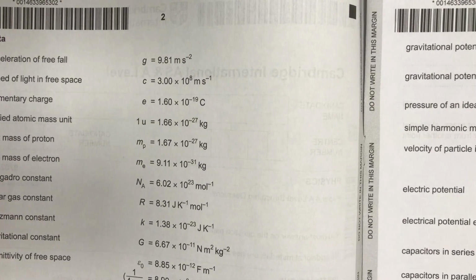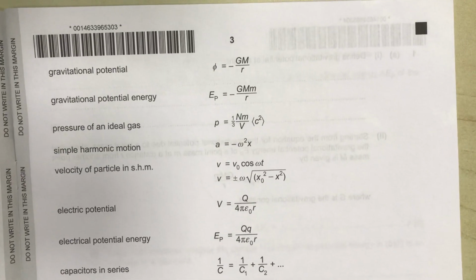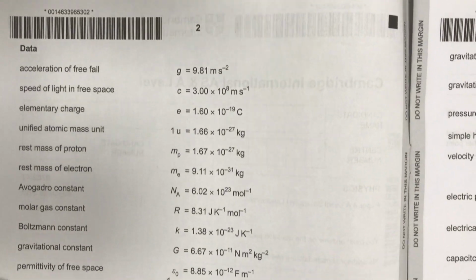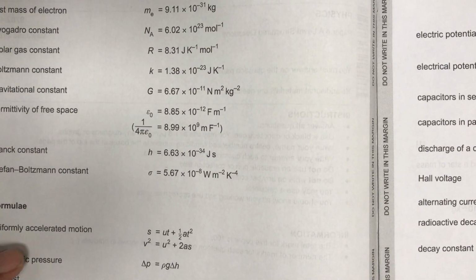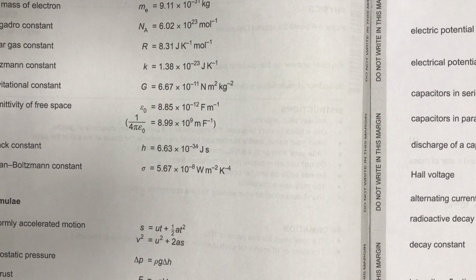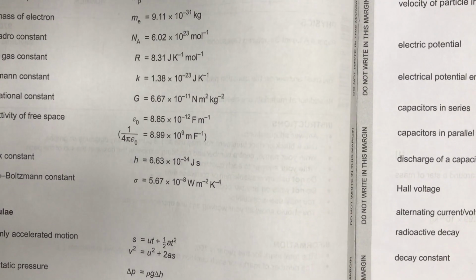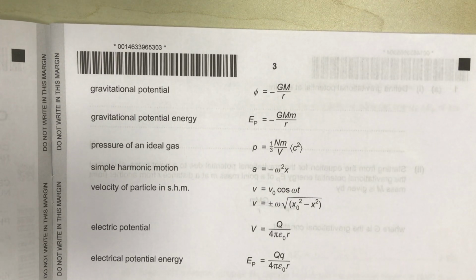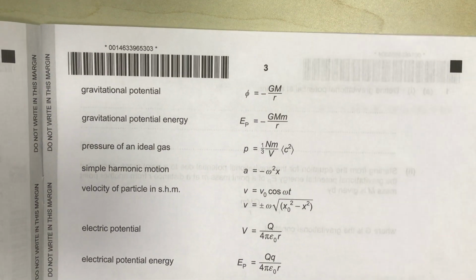Stay on this channel. This is about formulas, and then this is about data, as usual. The formulas start from uniformly accelerated motion, or we call SUVAT, then hydrostatic pressure, and then gravitational potential, gravitational potential energy, and so on and so on.